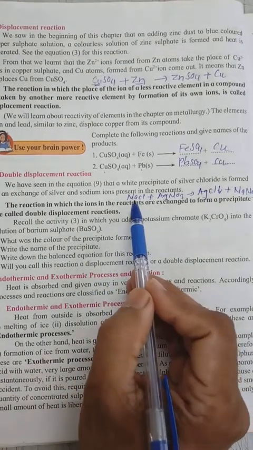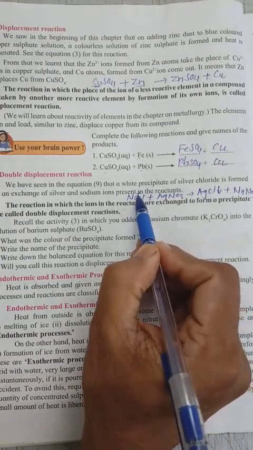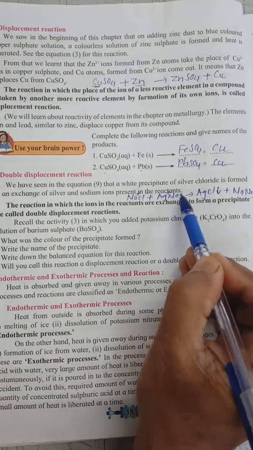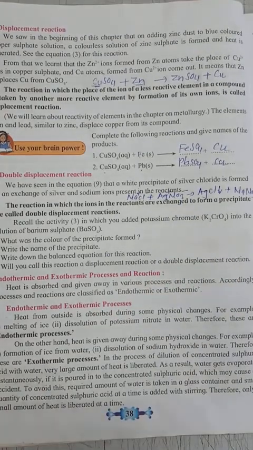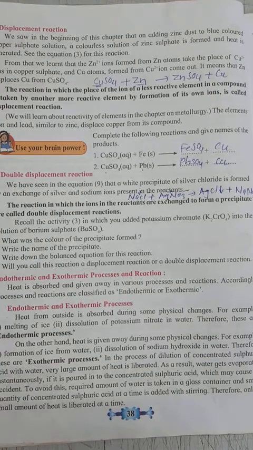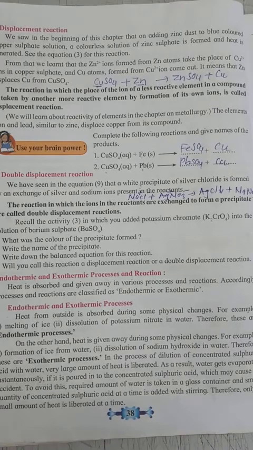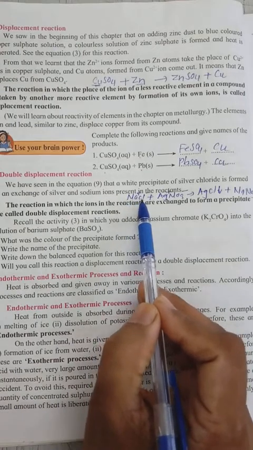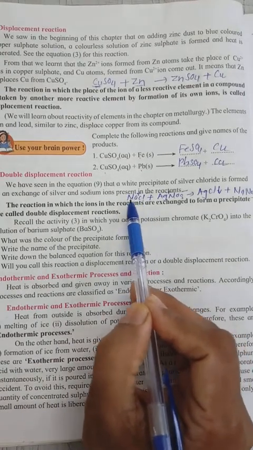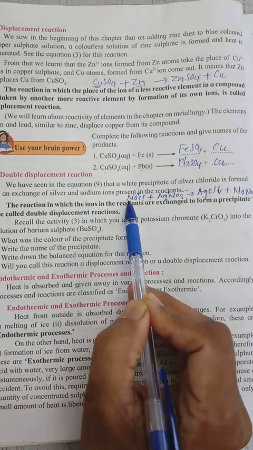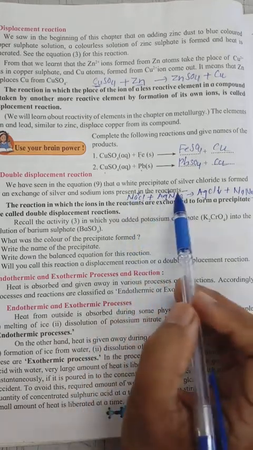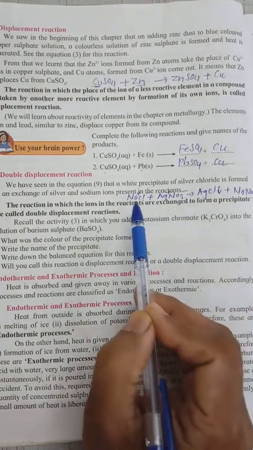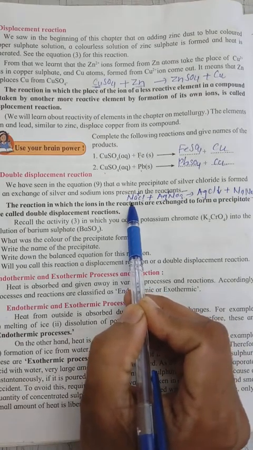In this reaction, see, in sodium chloride there is a sodium positive ion and a chloride negative ion. In silver nitrate there is a silver positive ion and a nitrate negative ion. When these two solutions come in contact, a reaction takes place. Then what will happen? The positive ion of the silver nitrate takes the place of the positive ion of the sodium chloride.